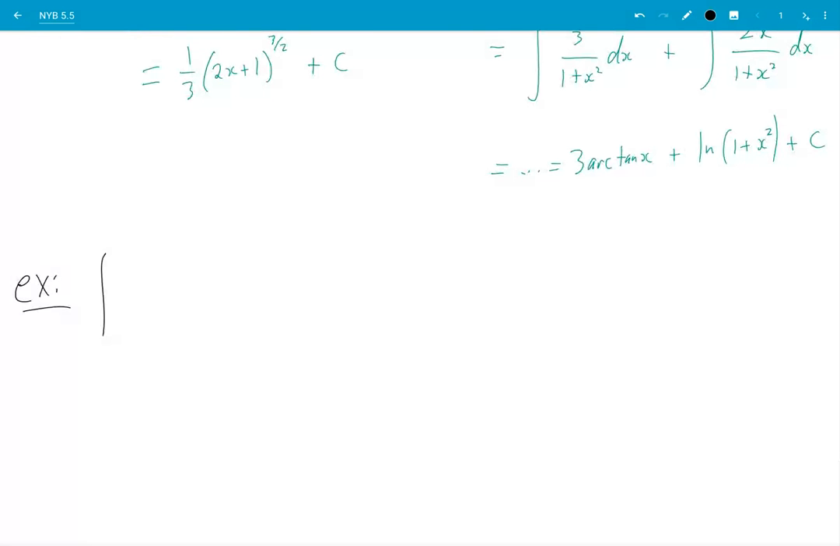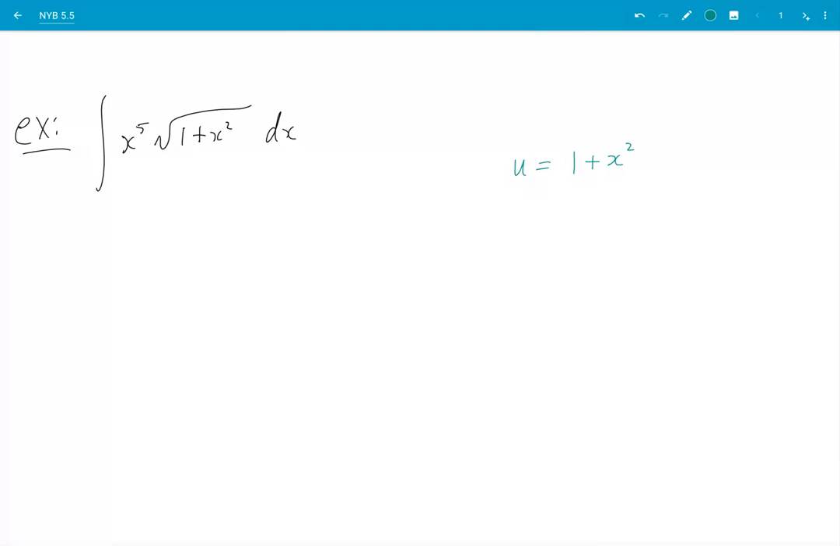So let's do something that requires some extra work, and also some extra resilience, we'll say. I'll go with my inside function, u equals 1 plus x squared. And then, as usual, you get dx is du over 2x. Now, I may look at this and say, uh-oh, I've got some problems. Unfortunately, it's not as simple as that. You shouldn't always give up on your choice of u.